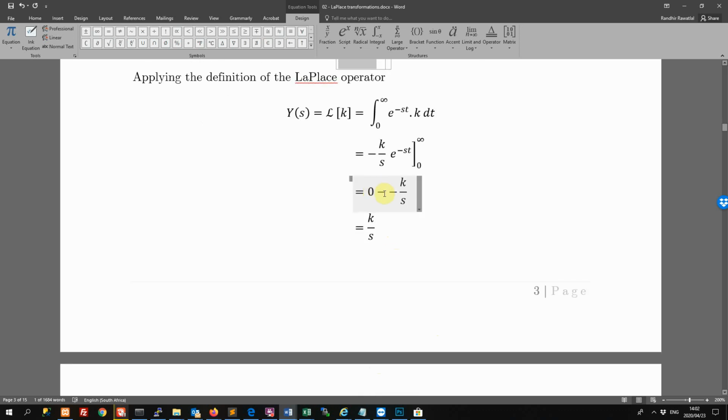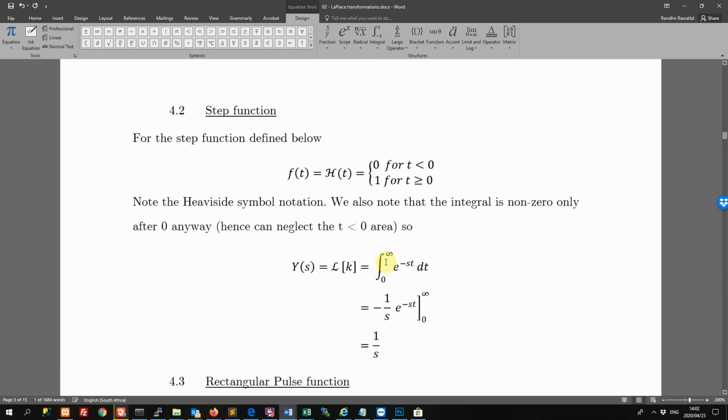And then minus the lower limit. So at 0, this is e to the 0, which is a 1. And then we've got minus k over s. So we're left with k over s here. So the Laplace transform of the constant k is k over s. So that's the first one.